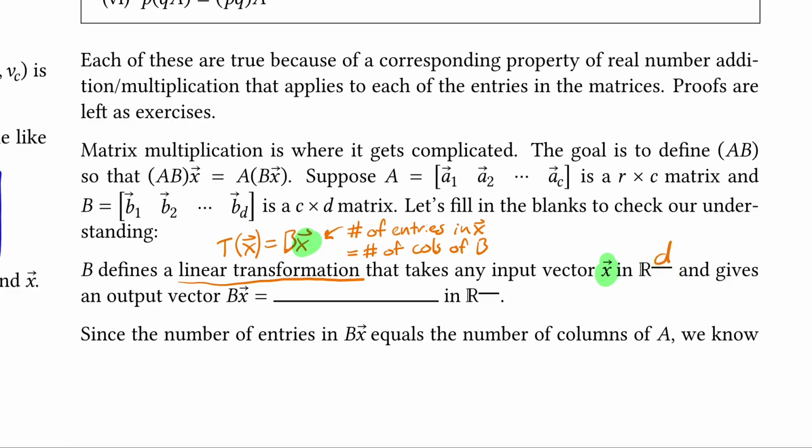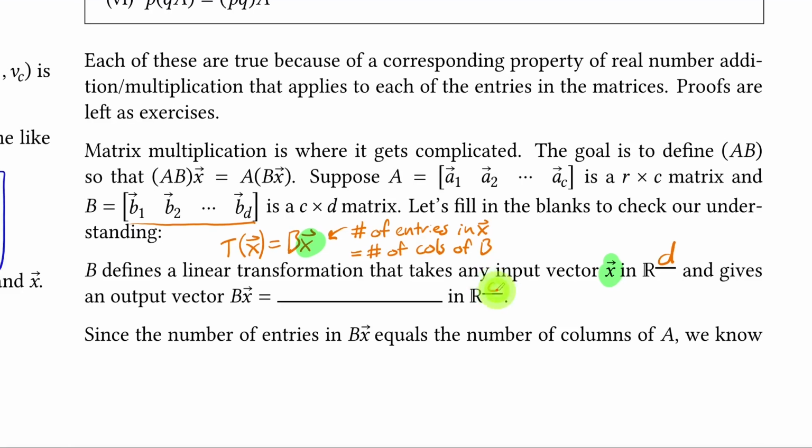And that gives you an output vector. Well, this linear combination of the columns of B are columns in a matrix with C rows. So every one of these vectors must be in RC. So a linear combination of them is in RC. We can write this as x1 b1 plus x2 b2 plus and so on, plus xD bD.